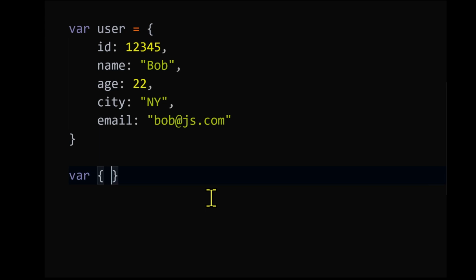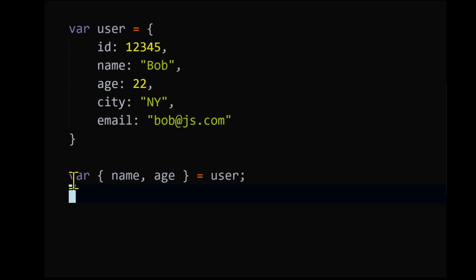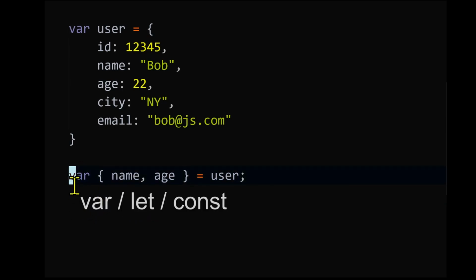You can write variable, then the property names that you need, like name and age, from the object, in this case the user object. And you can do the same thing with let or const as well. So instead of var you can write let or const.